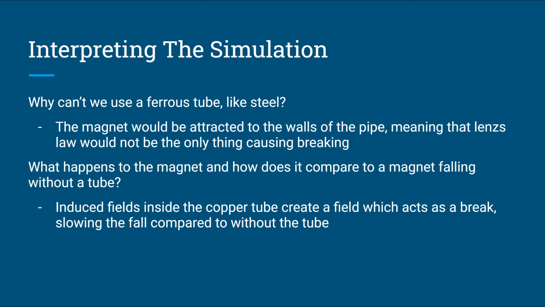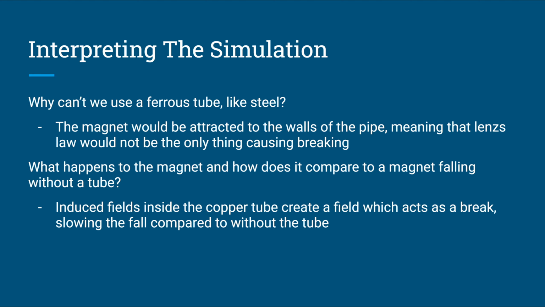So as we look at the simulation, why can't we use a ferrous tube like steel, for example? This is simply because the magnet will be attracted to the walls of the pipe. This would then mean that Lenz's law would not be the only thing causing the essential braking of the magnet. There would be other forces at play aside from just the magnetic field and gravity, because you'd have the actual attraction to the wall itself, so you'd have more forces going on there.